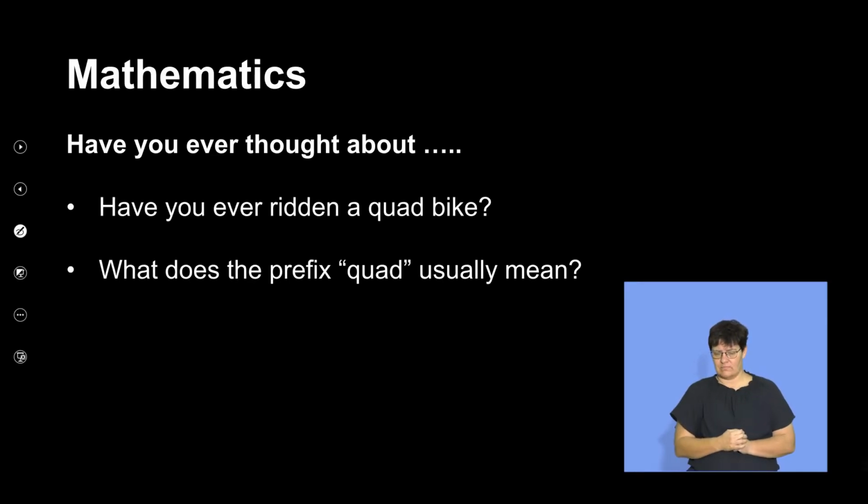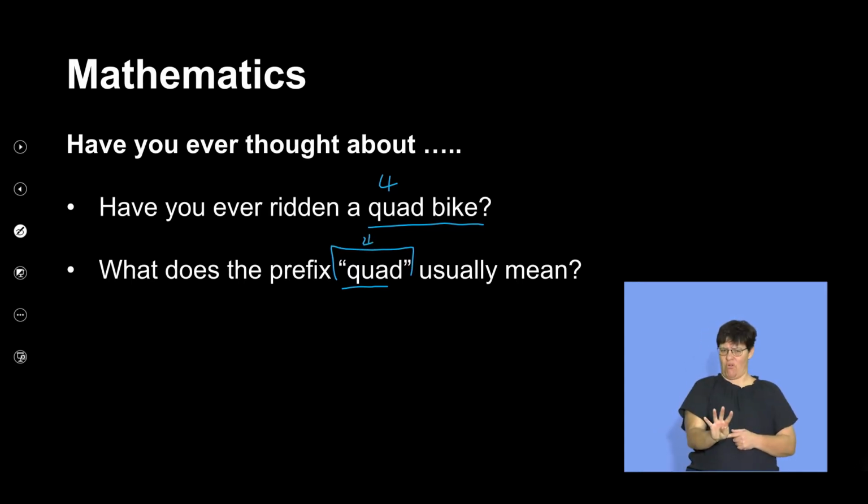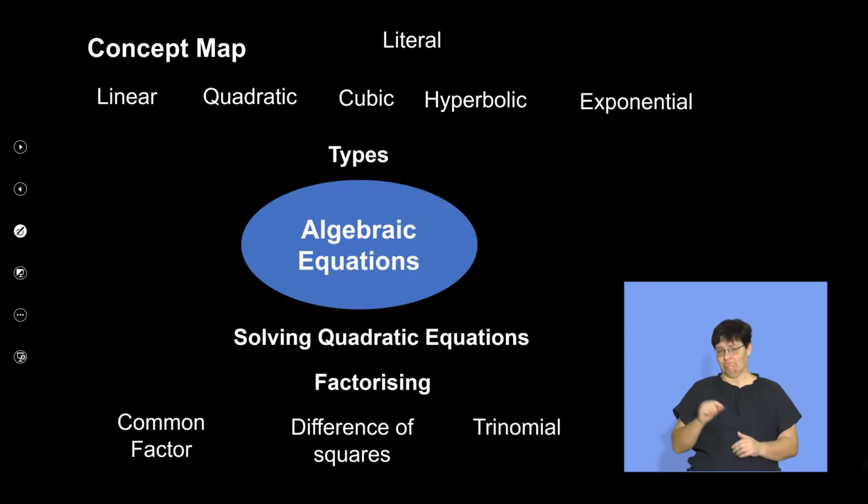Now, the very first question that I want to ask you is, have you ever ridden a quad bike? Why am I asking this? It's because a quad bike normally has 4 wheels. But what does the prefix quad usually mean? Remember, this prefix normally means 4 when you're talking about the prefixes that we use in mathematics. But a quadratic equation has nothing to do with 4. So what exactly is the link between the two? That's one thing that I want you to be thinking about. It's quite an interesting thought that I had when I was looking at this.